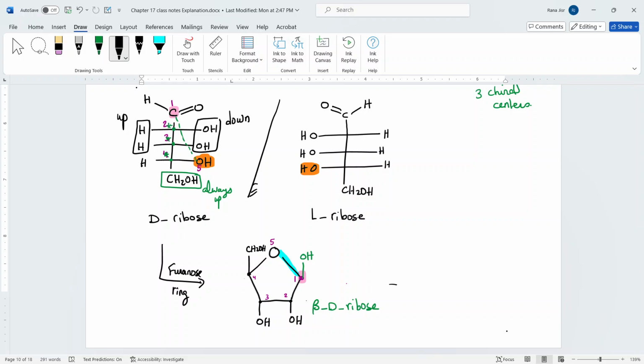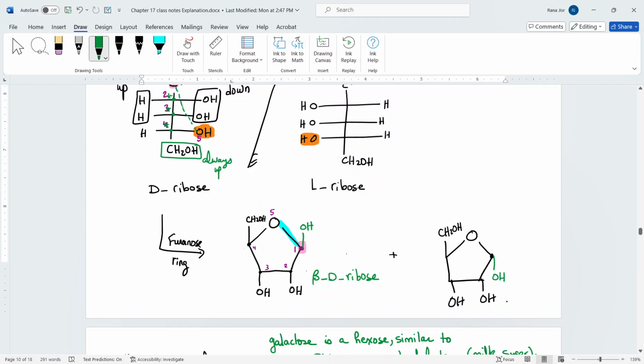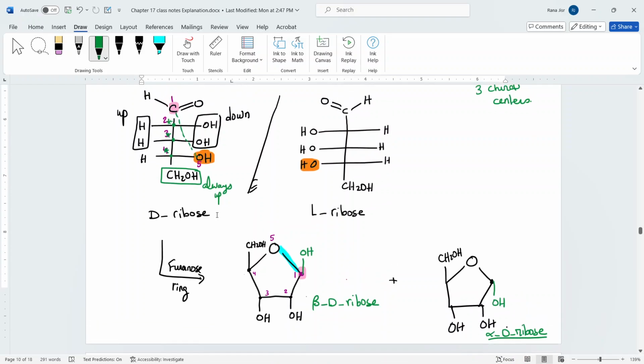Plus, we're going to draw that same thing in there with the alpha anomer. So over here, we're going to have still my OH pointing down, the OH here pointing down, the CH2OH. Okay, so if my OH over here points down, then in this case, that is going to be the alpha D ribose anomer.